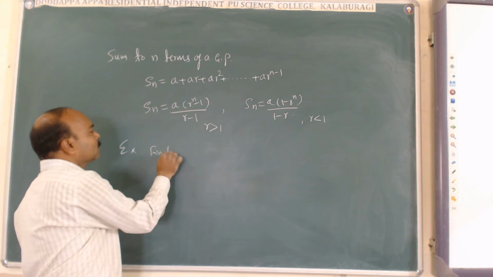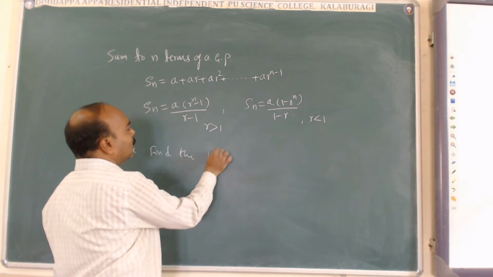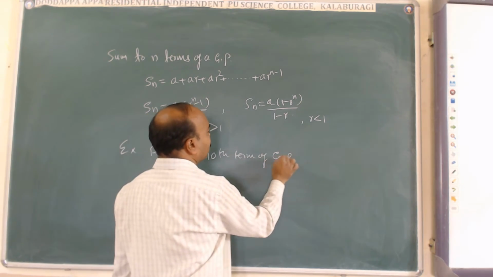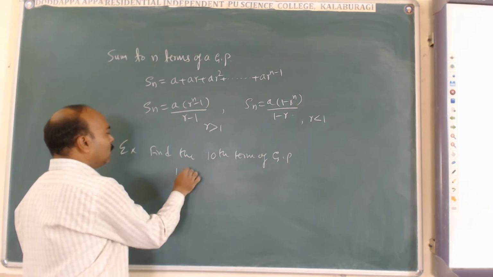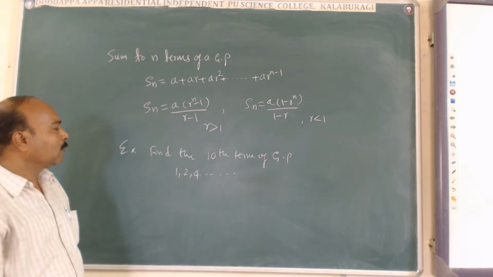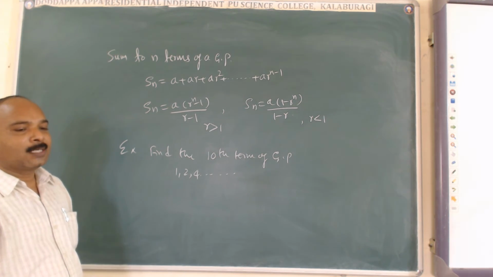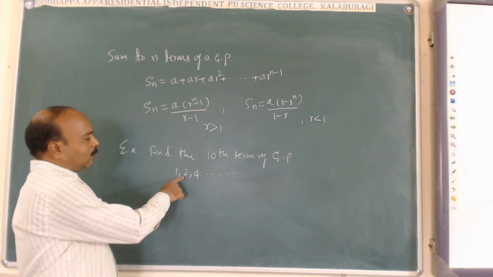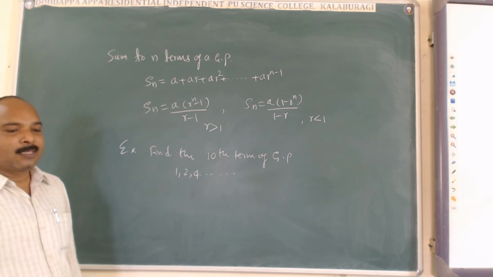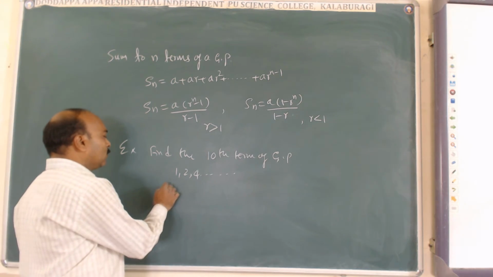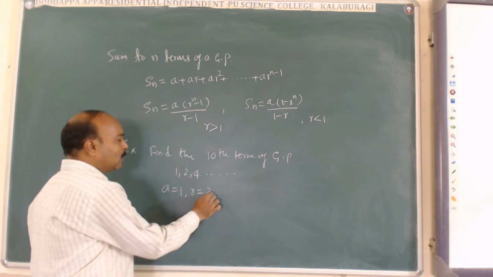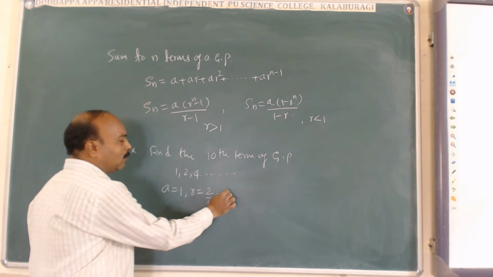Find the 10th term of the GP 1, 2, 4 and so on. It is the question. Now first, to confirm whether it is a geometric progression or not, we check the common ratio. 2 by 1 is 2 and 4 by 2 is also 2. Therefore the common ratio is constant. Here we observe that a equals 1 and r equals any term by previous term, that is 2 by 1 or a2 by a1, equal to 2.